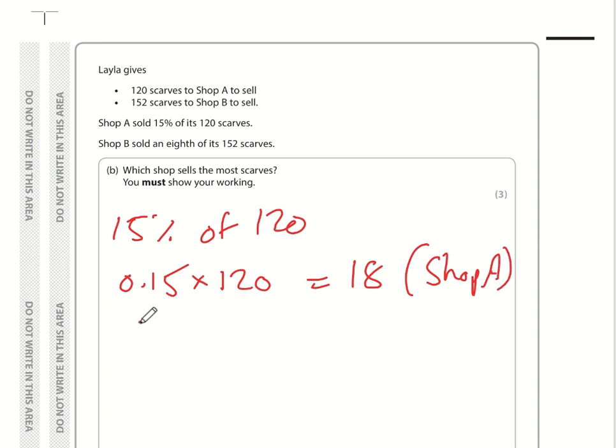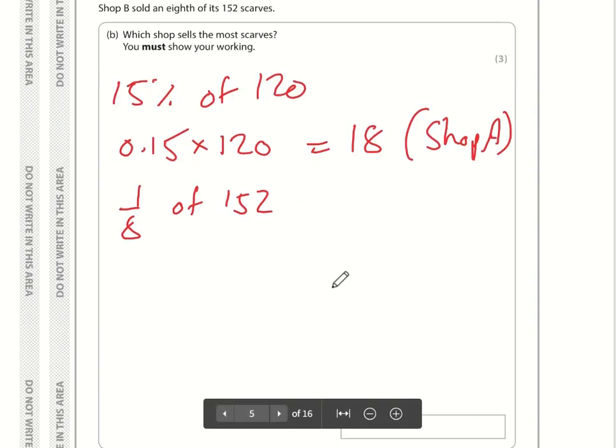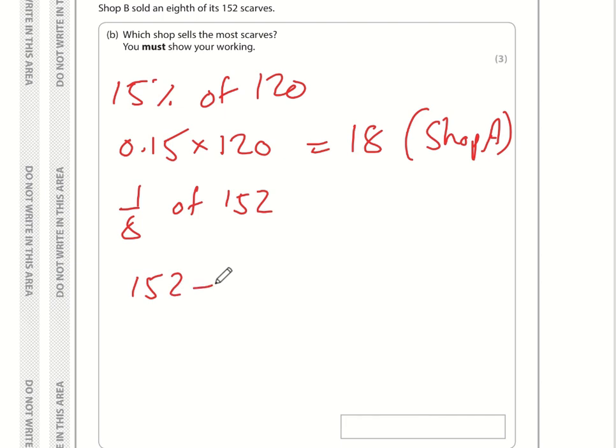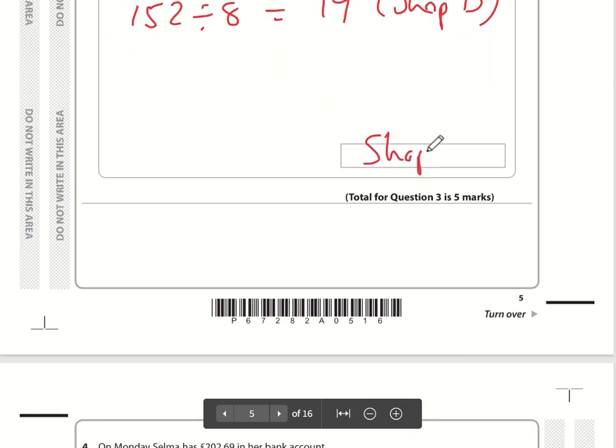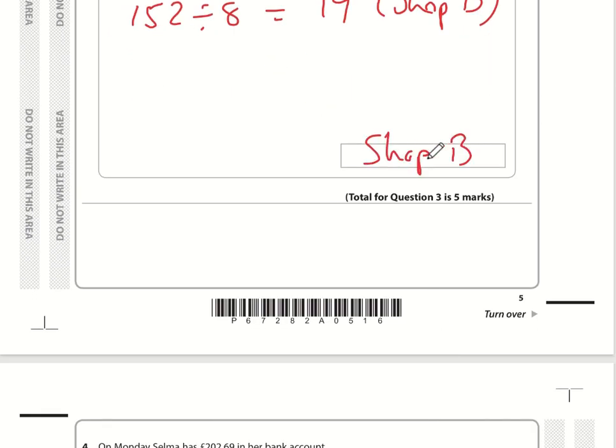And shop B is 1/8 of 152. And 1/8 of 152, the calculation is 152 divided by 8, which is 19. Shop B. So which shop sells the most scarves? Well, we can say it is shop B, because they sold 1 extra scarf.